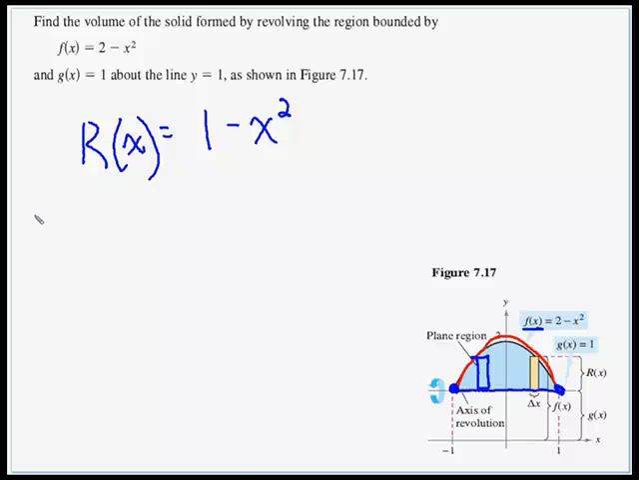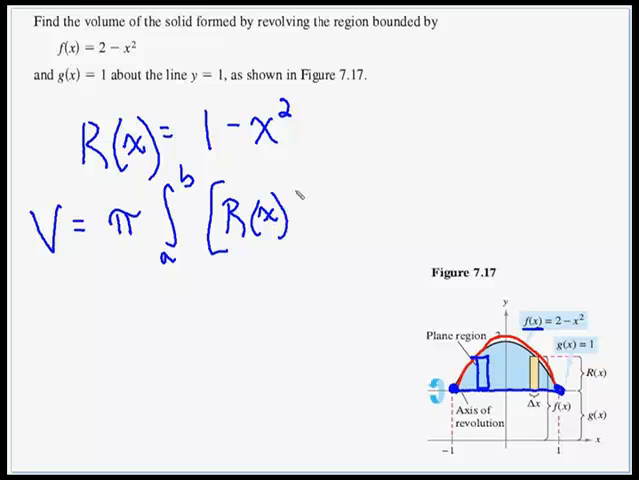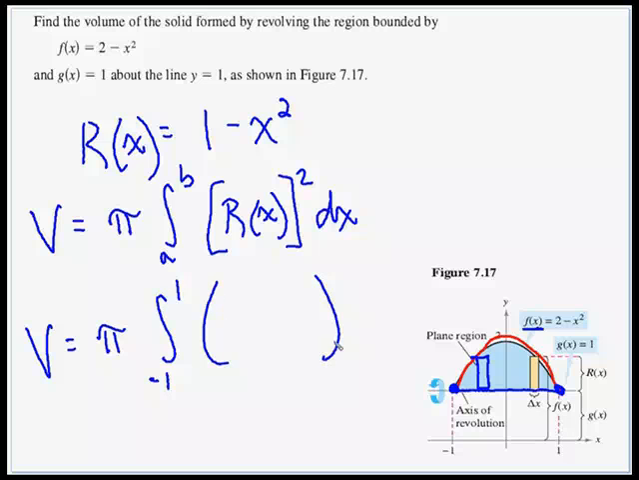So, again, because it's pretty new, I'll rewrite out the whole formula. It's going to be pi, the definite integral from a to b, of our radius squared, pi r squared. The pi's out front, here's our r squared, and we are going to integrate with respect to x. So, what do we know in this problem? Well, our lower limit is -1, our upper limit is +1. Our radius that we're going to square is 1 minus x squared. And we're going to integrate with respect to x.